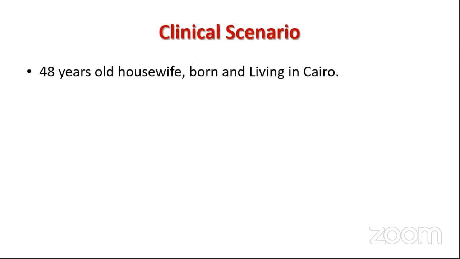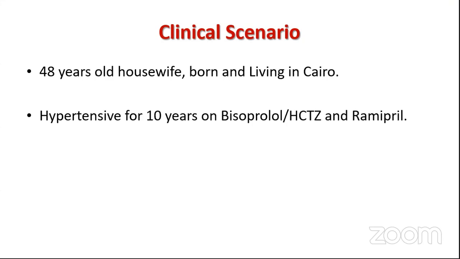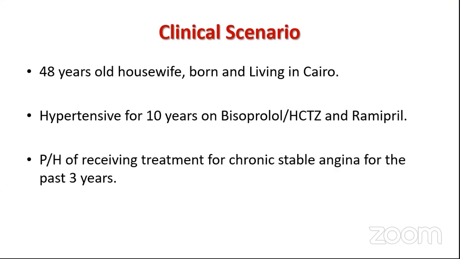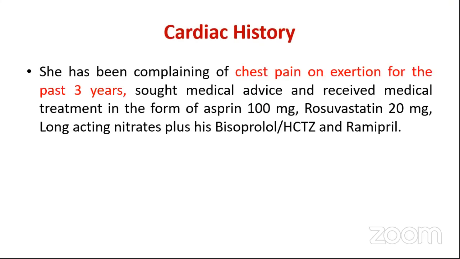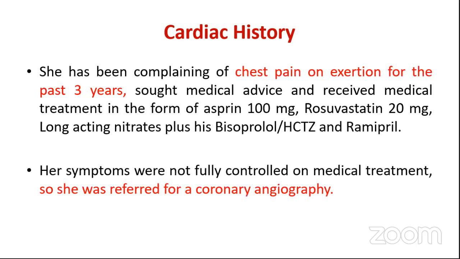So this is the clinical scenario for a 48-year-old housewife born and living in Cairo. She is hypertensive for 10 years on a combination of beta blockers and diuretics and ramipril as an ACE inhibitor. She has a past history of receiving treatment for chronic stable angina over the past 3 years. She has been complaining of chest pain on exertion for the past 3 years. She sought medical advice and received medical treatment in the form of aspirin, rosuvastatin, long-acting nitrates, plus her antihypertensive medications. Her symptoms were not fully controlled on medical therapy, so she was referred to perform a coronary angiography.